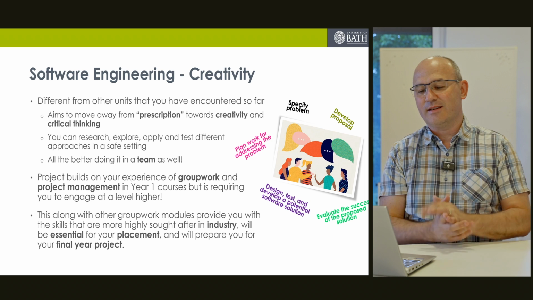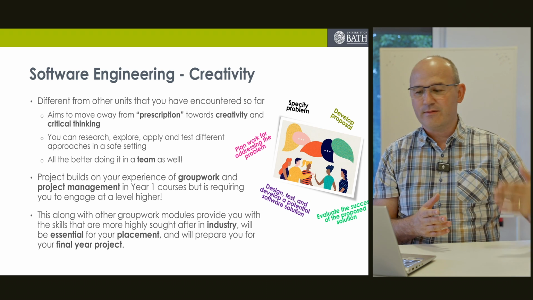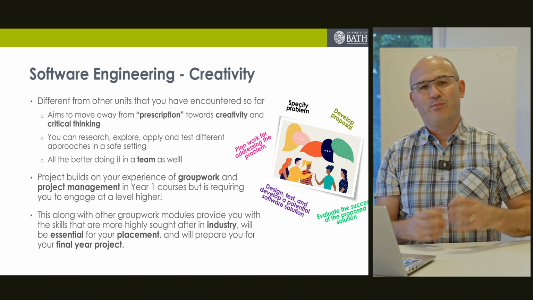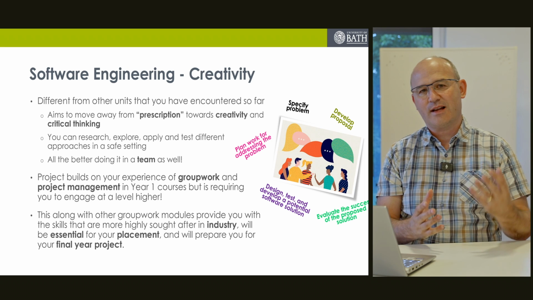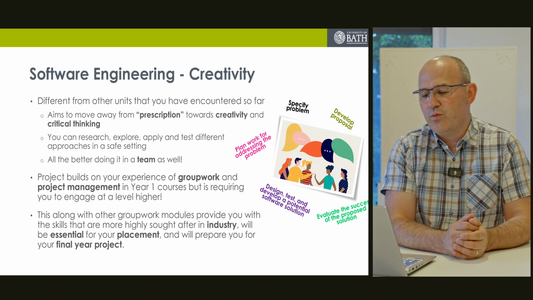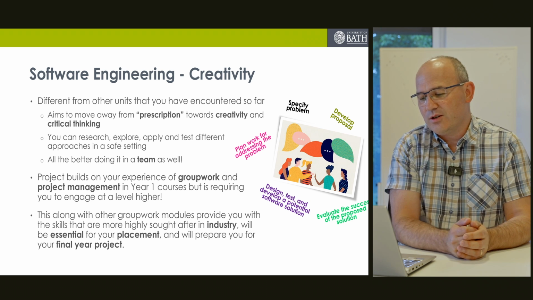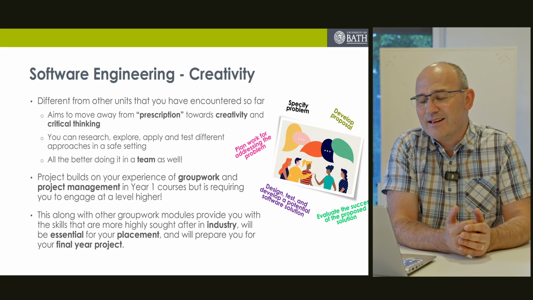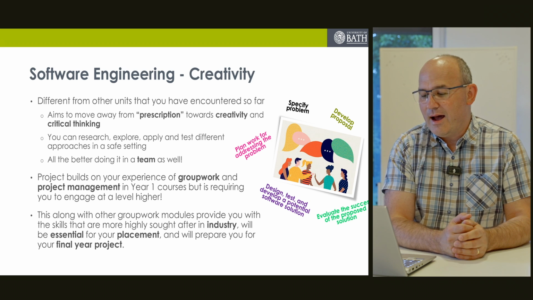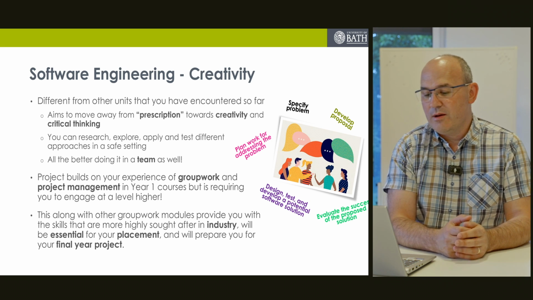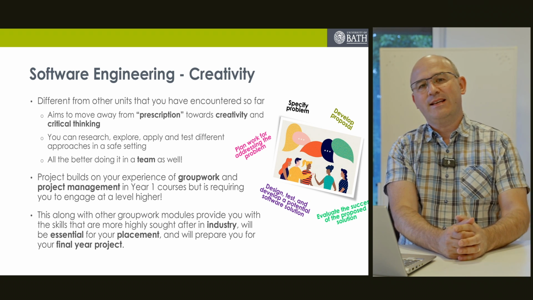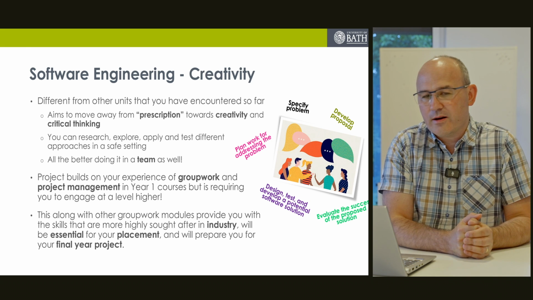Software engineering is all about creativity. It's different from other units. We move away from a prescribed list of things we need to do, moving much more towards creativity and critical thinking. It's better to do that in a team, so often we'll encourage that teamwork where we can. And it builds on previous experience of group work and project management if you've done software engineering or coding at different levels of degrees, but requiring us to engage at a higher level. And this, along with other group work modules, provides us with the skills that are more highly sought after in industry, essential for placements or for our work in the software industry.